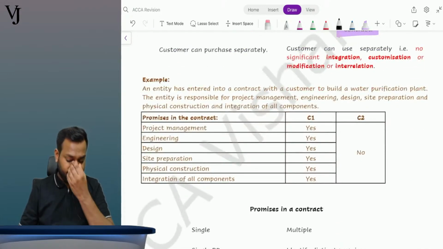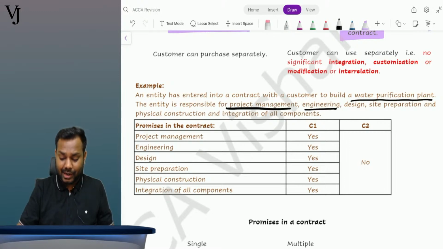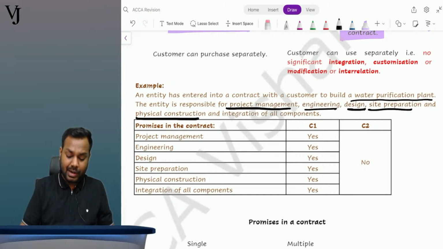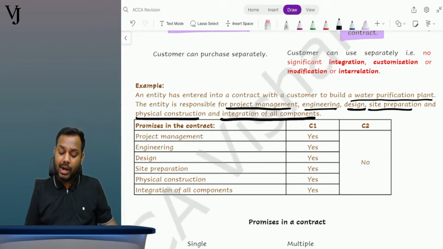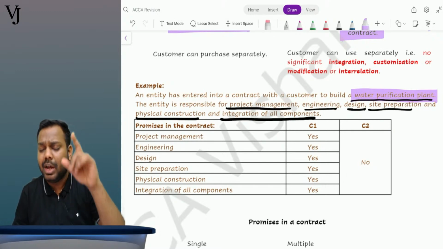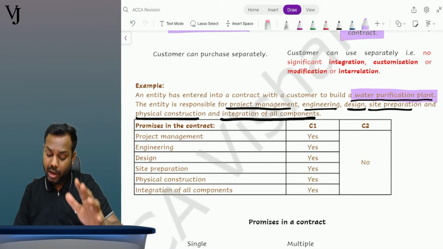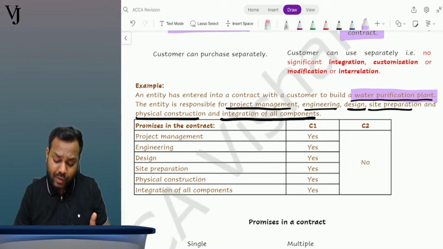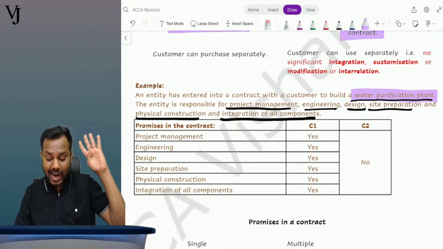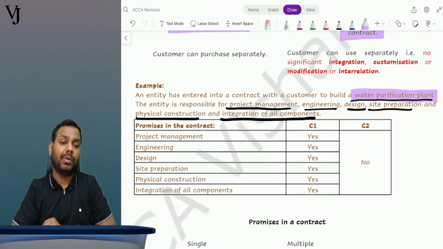Okay, now see this example. An entity has entered into a contract with a customer to build a water purification plant. The entity is responsible for project management, engineering, design, site preparation, and physical construction and integration of all the components. Now, tell me what the customer wants. The customer wants a water purification plant. Now, if you just do the architectural design of the purification plant and give it to the customer, will the customer accept that? No. If you just construct it and give it to the customer, will the customer accept it? No, right? The customer will accept the water purification plant only if project management, engineering, design, site preparation, physical construction and integration of all the components is done and delivered to the customer. Only then will the customer accept it, otherwise no, right?